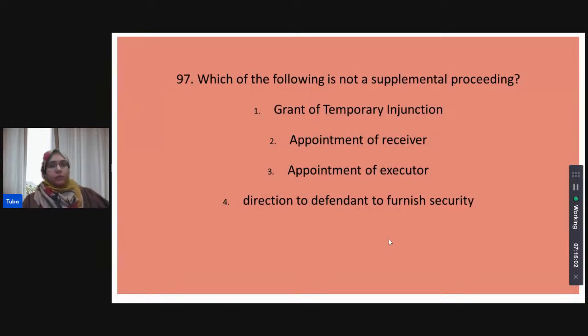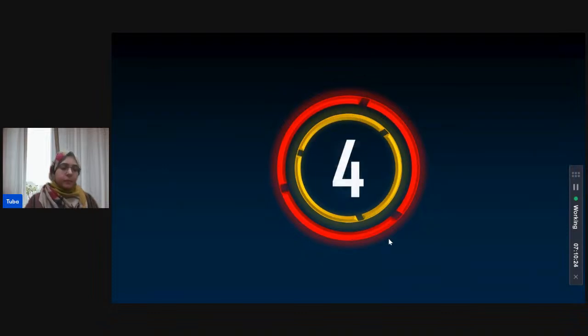Question 97. Which of the following is not a supplemental proceeding? 1. Grant of temporary injunction. 2. Appointment of receiver. 3. Appointment of executor. Or 4. Direction to defendant to furnish security. So, which is not a supplemental proceeding?